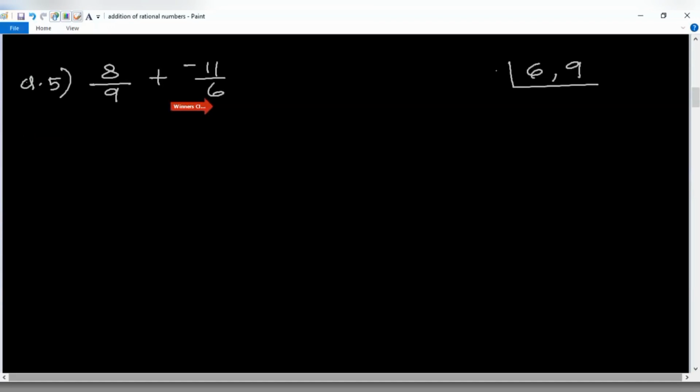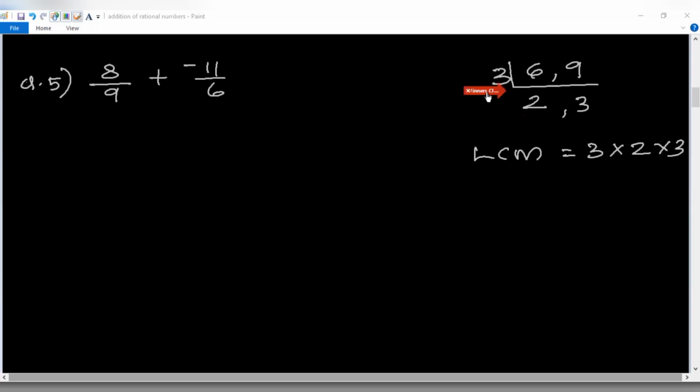So we will write it like this. Then we will search what is the common factor among 6 and 9. 3, right? So 3, and then we will do division. 6 divided by 3 is 2. Then 9 divided by 3 is 3. Again, we don't have any common factors here, no? So we can stop here. So the LCM of 6 and 9 is 3 into 2 into 3. See, we have taken the numbers from here. 3 into 2 into 3. 3 into 3, 9. 9 into 2, 18. So 18 is the LCM.